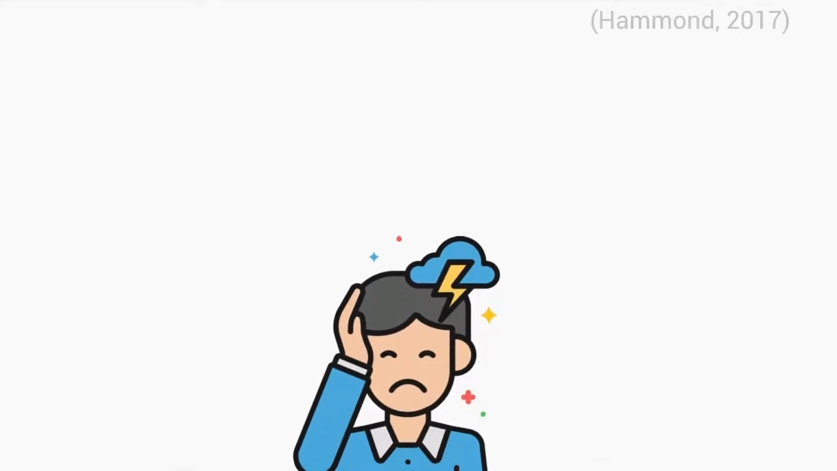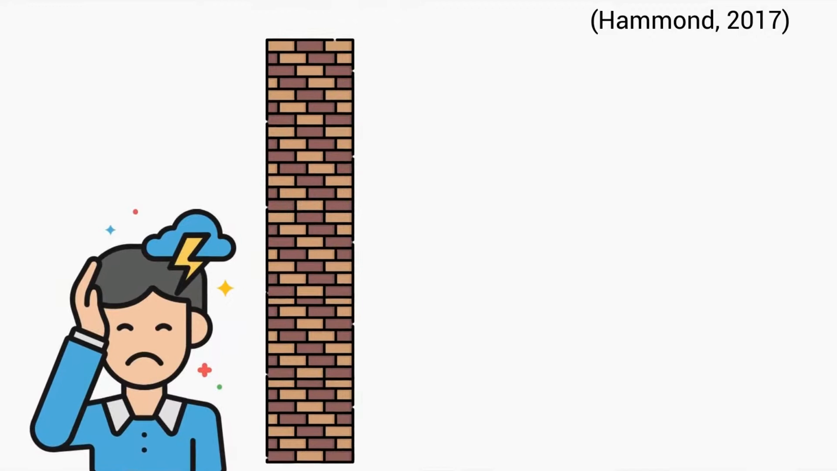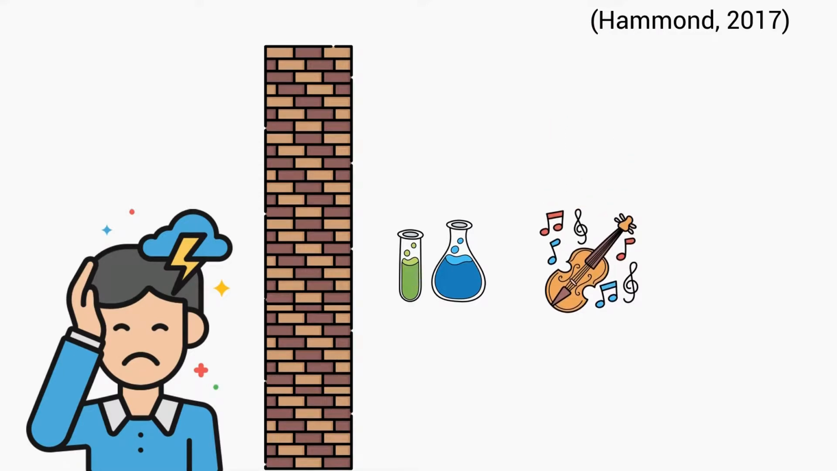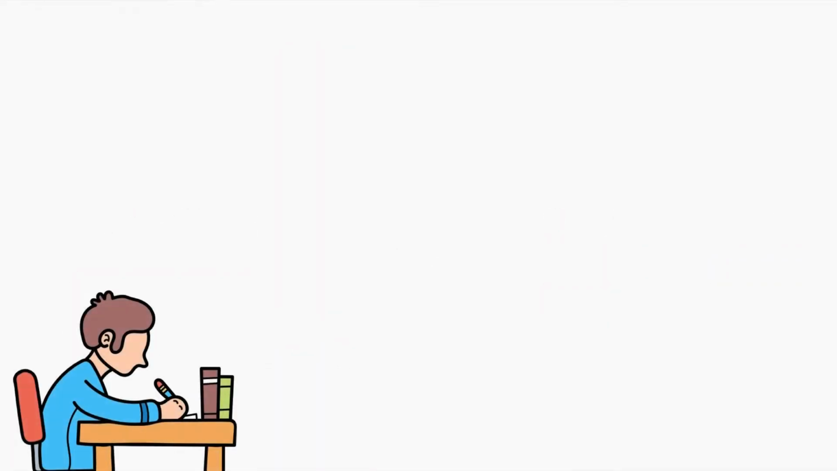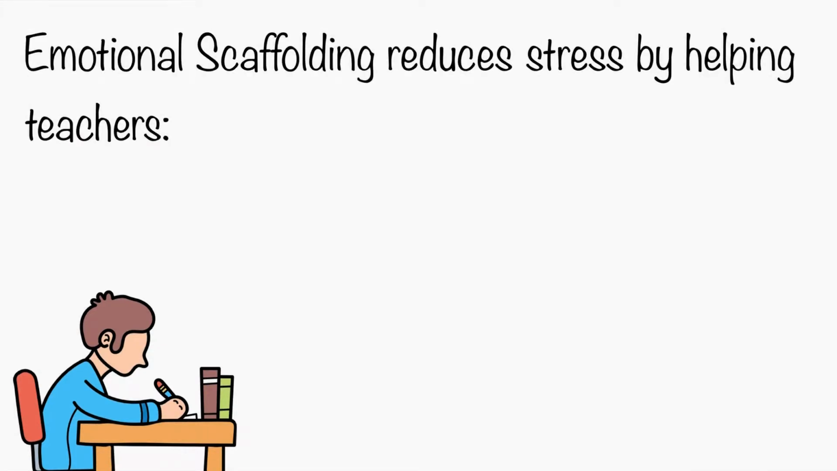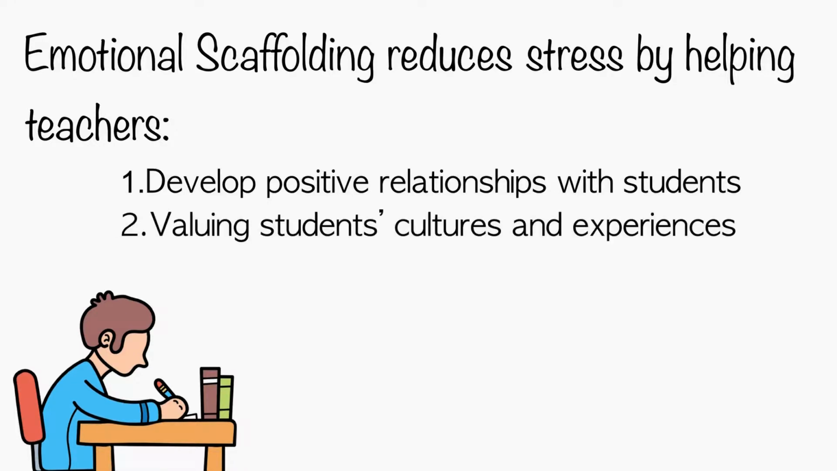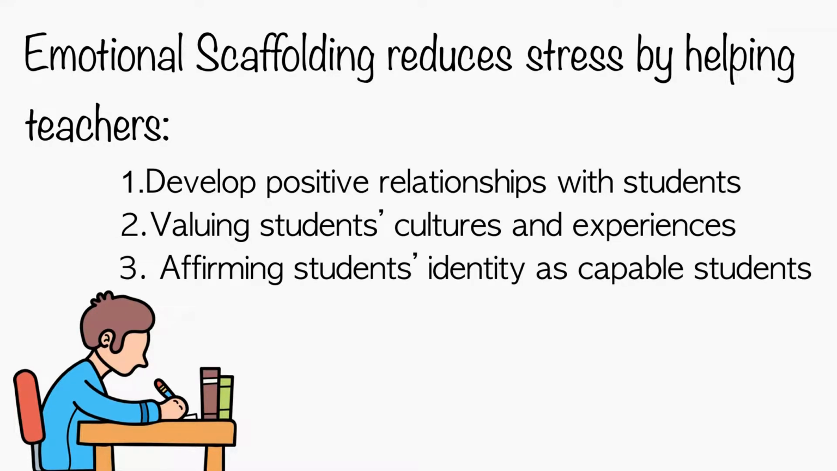This is because, like Hammond said, when the amygdala sounds its alarm with cortisol, all other cognitive functions such as learning, problem solving, or creative thinking stop. Emotional scaffolding reduces stress by helping teachers develop positive relationships with students, valuing students' cultures and experiences, and affirming students' identity as capable students.